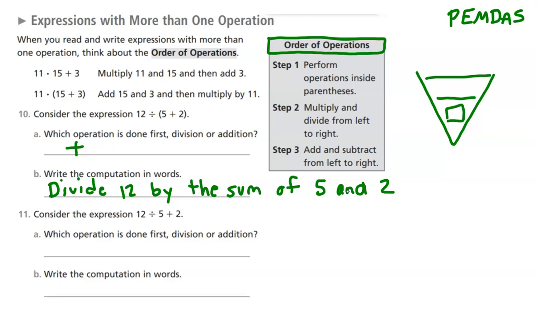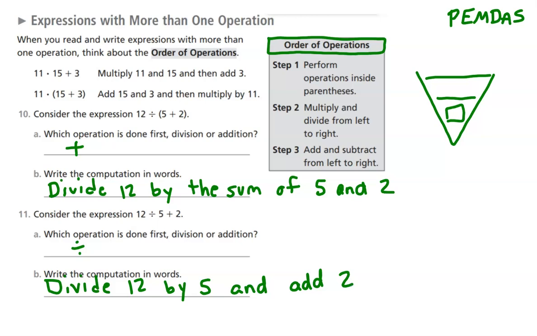But now let's look at the same exact problem minus those parentheses. So in this problem, we've got division first and then addition, but that doesn't necessarily matter. What matters is it tells us to multiply and divide first. So what am I going to do first on this one? I'm going to divide first. And this time my words are going to be a little bit different. This time I'm going to do divide 12 by 5 and add 2. Do you see how different that is? It's going to come up with two totally different answers.